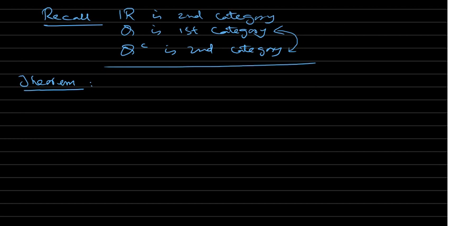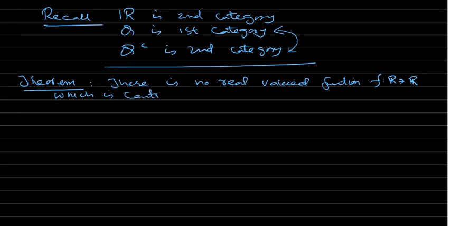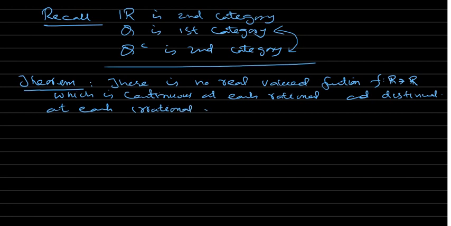Theorem: there is no real valued function f from R to R which is continuous at each rational and discontinuous at each irrational. Proof.